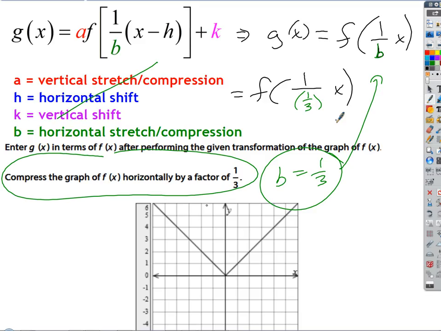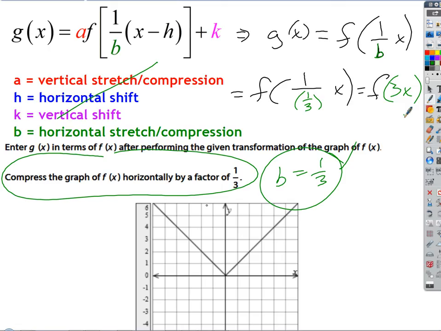What do we do when we divide by a fraction? We put it upside down. Remember, this goes back a long ways. If I divide by a fraction, what do I always do instead? Flip it and multiply. So we multiply by the reciprocal. Instead of dividing by 1/3, we're going to multiply by 3. So our answer is f of 3x, right? That's what we put in. That's the answer.